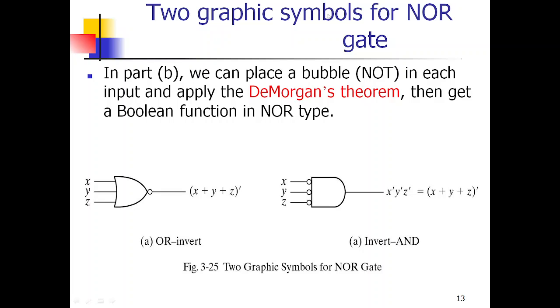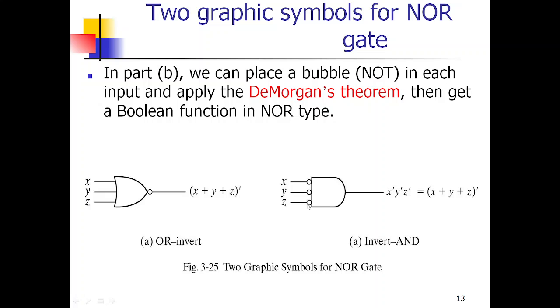So next, what are the graphic symbols that can be used for the NOR gate? There are two graphic symbols for the NOR gate. Here is the NOR gate representation we all know. This is a 3 input NOR gate, OR followed by a bubble. And this is also a NOR gate. This is an invert AND gate, a NOT followed by an AND gate. So these are the two graphical symbols for the NOR gate.